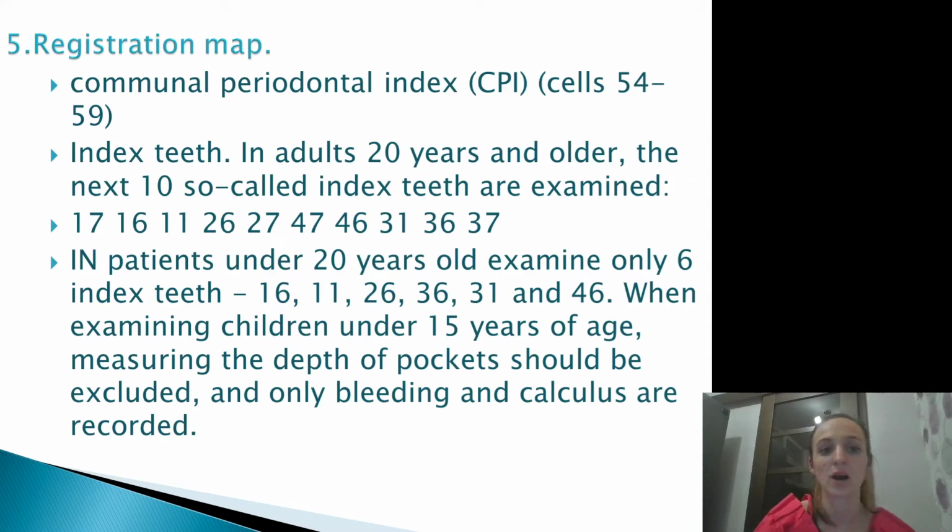Registration card, community periodontal index, and index teeth. In adults 20 years and older, the next 10 so-called index teeth are examined. Please look at the numbers of teeth. And in patients under 20 years old, examine only 6 index teeth. It is 16, 11, 26, 36, 31, and 46. When examining children under 15 years of age, measuring the depth of pockets should be excluded, and only bleeding and calculus are recorded.